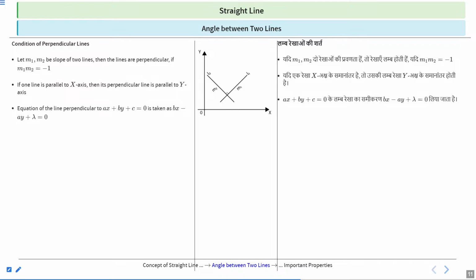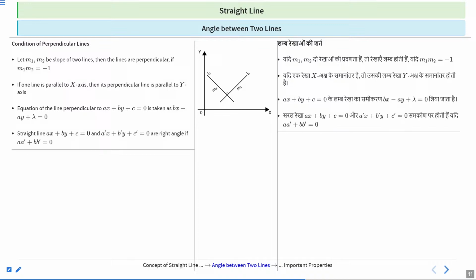Next, the equation of the line perpendicular to ax plus by plus c equal to 0 is taken as bx minus ay plus lambda equal to 0. You have to remember this. So suppose you have any line having equation ax plus by plus c equal to 0, then you can take any line perpendicular to it as bx minus ay plus lambda equal to 0.